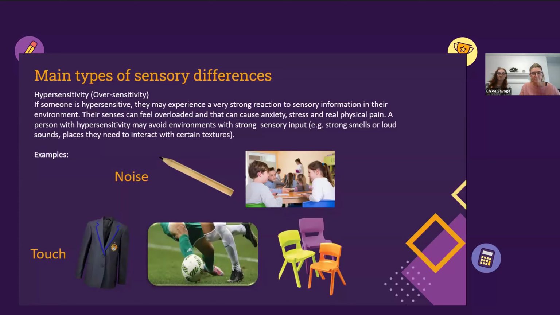And lastly, just as an example, I'll touch on chairs. In your classrooms, if students are very oversensitive, hypersensitive to the touch system, the sensory system that is responsive to touch, even the seating might overwhelm them if it's a texture that they're overwhelmed by. So that is one type, in terms of hypersensitivity.